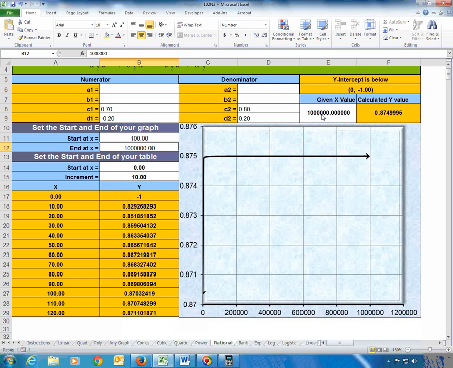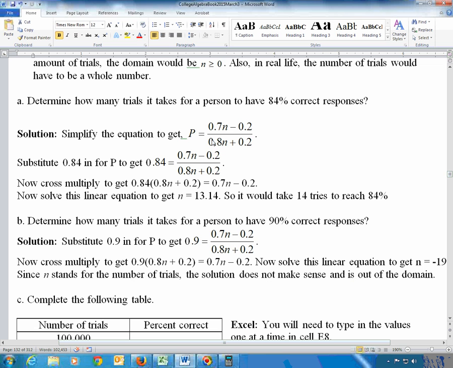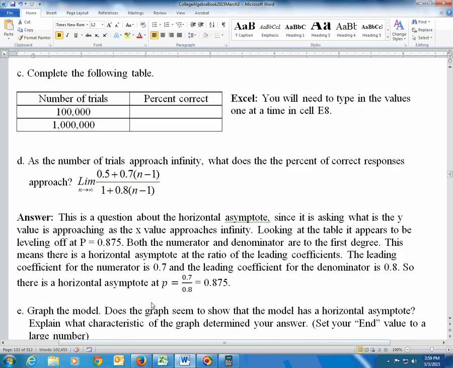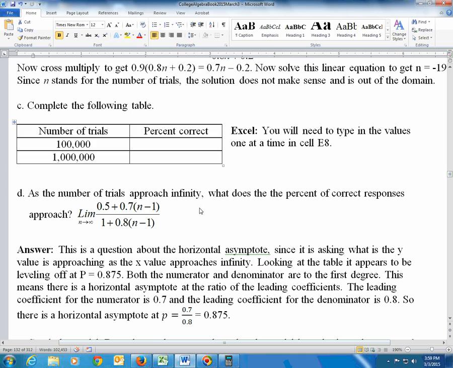You can put in large numbers here if you can use Excel, or just use a calculator and put in large numbers. Or what I do is I just do the leading coefficient. Well, you do the degrees, and if the degree is the same, it's the coefficients. 0.7 over 0.8 is 0.875. Need to know this: if the degree is bigger on the bottom than the top, then it goes to 0. And if the degree on the top is bigger than the bottom, then there is no horizontal asymptote, and it goes off to infinity. So I think we can stop right there.